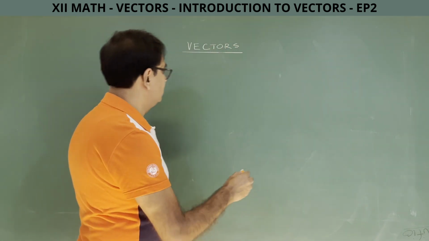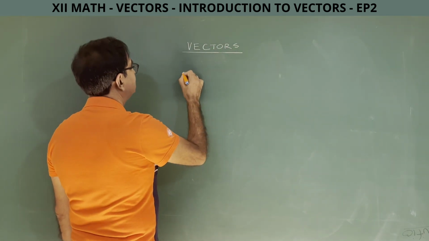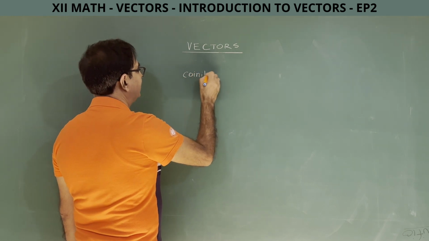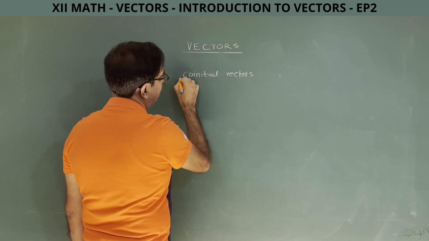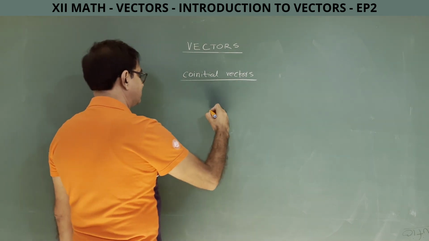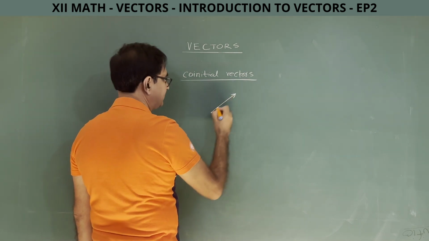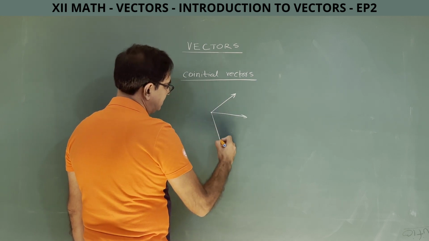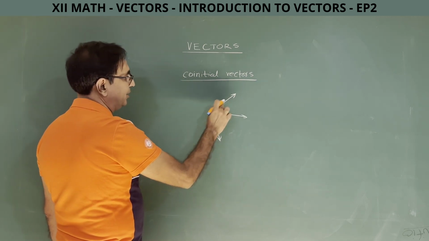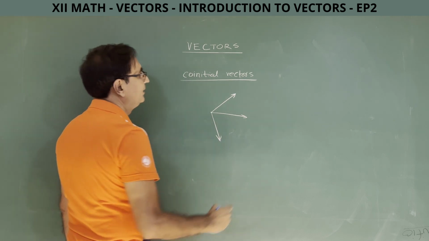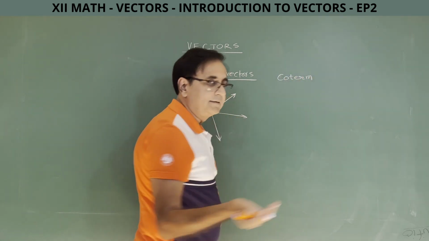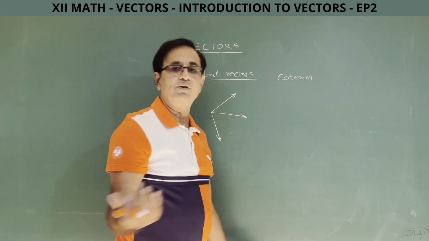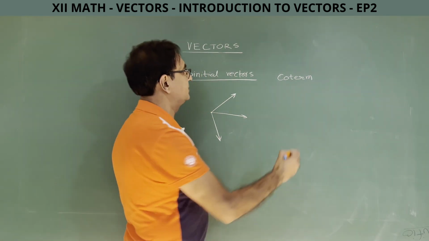Now, the topic for the definition for now is co-initial vectors. What are co-initial vectors? It won't be used in any numerical. Co-initial vectors are those vectors whose starting point is same, like this. So, these 3 vectors all are starting from the same point but are going in different directions. These are just terms, you should know it once. If you forget after 5 minutes, it makes no difference.